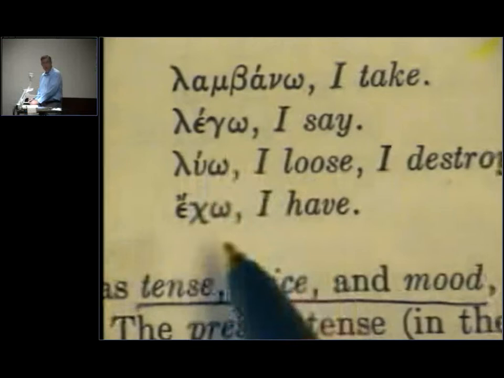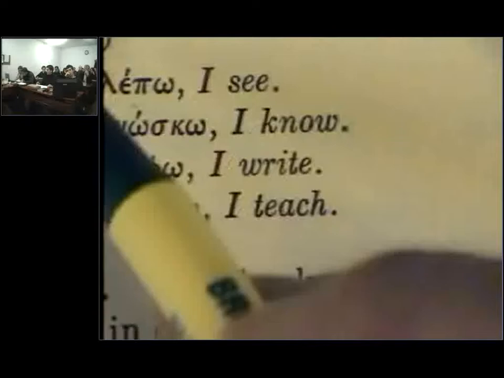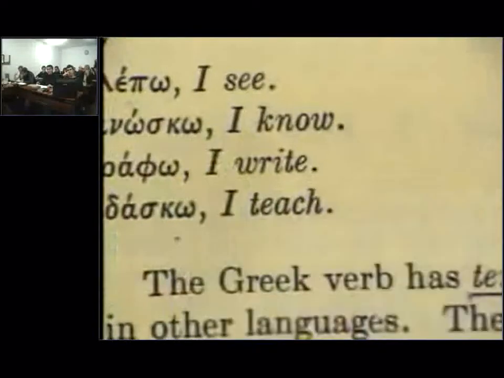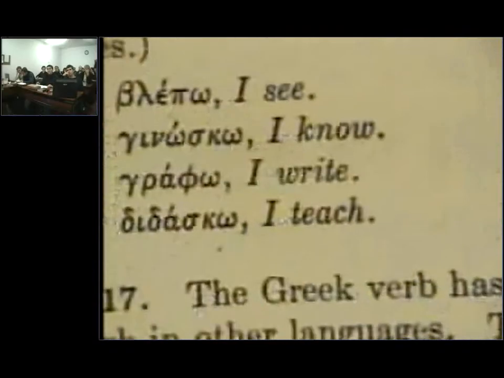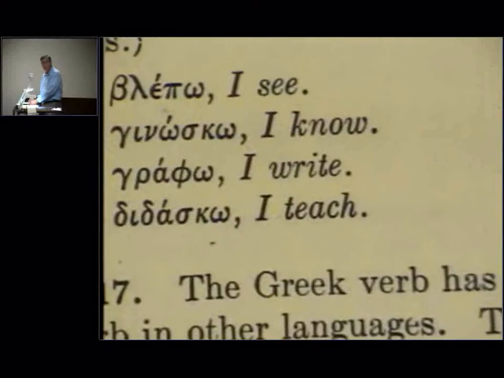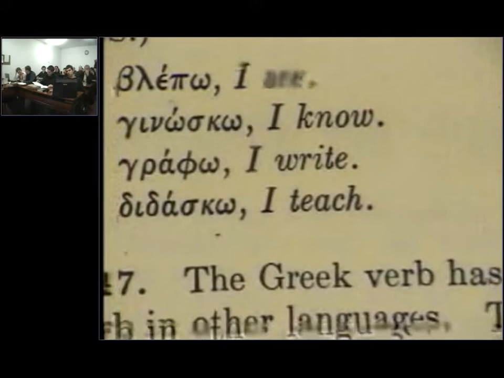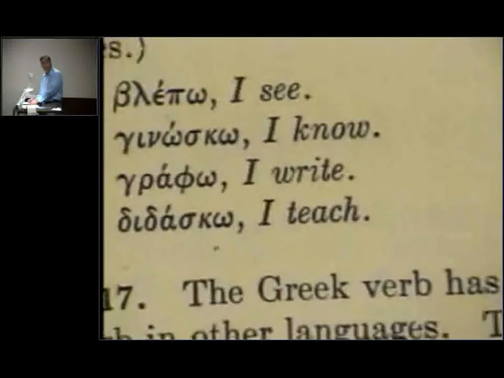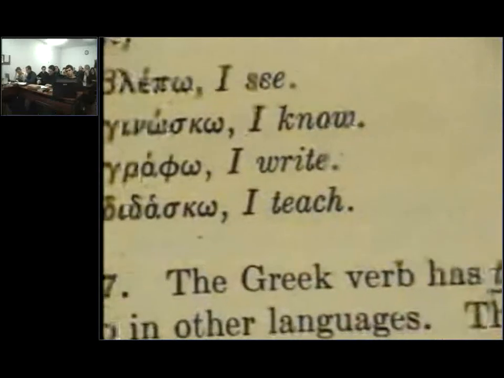Okay, so notice that all of these have the same ending. They all end with an omega. That's because they are all the first person singular form of the verb. When you say I do something, that ends with an O. Okay, that's enough for one day.